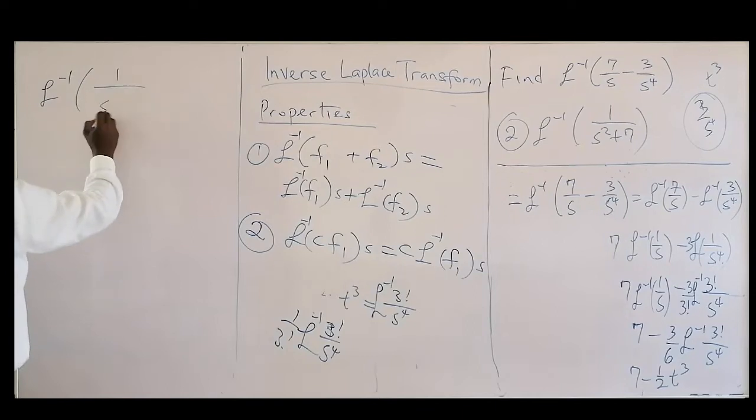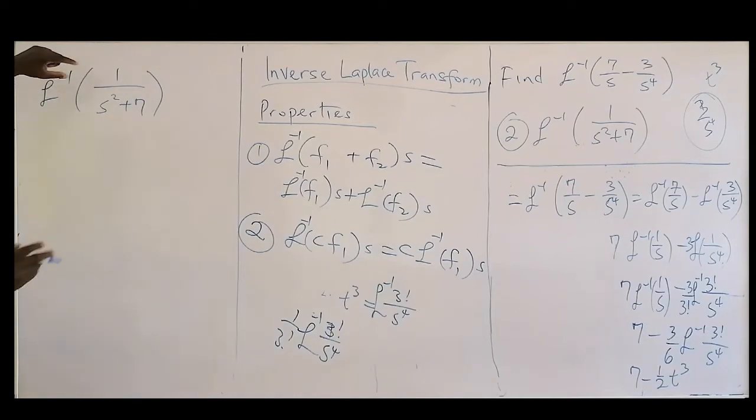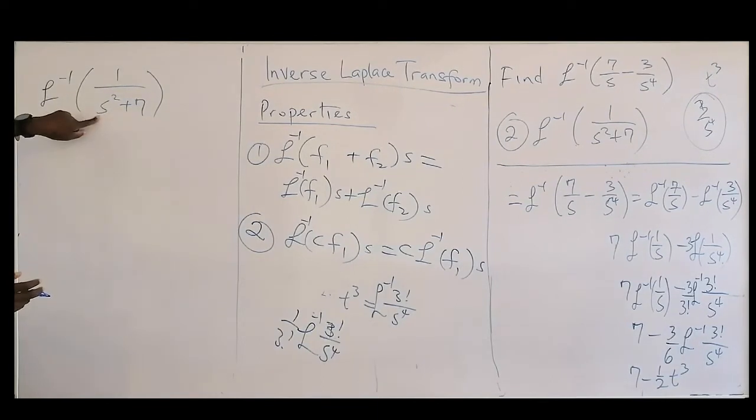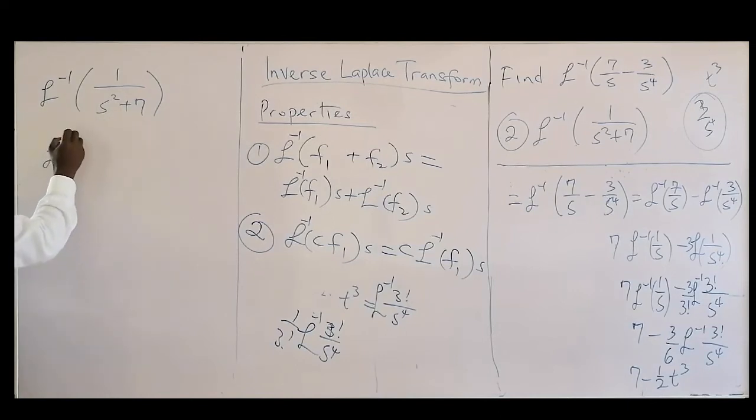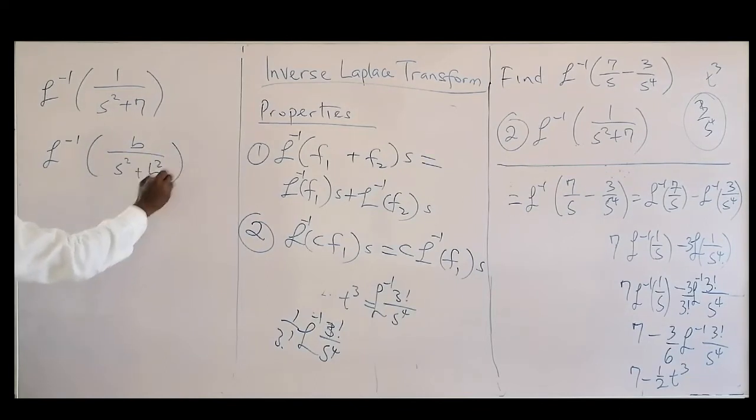Then number 2, inverse of 1 over x squared plus 7. This is simple. We have a constant here, we have x squared here. So this looks like inverse of b over s squared plus b squared. If we have this, that's sine bt.